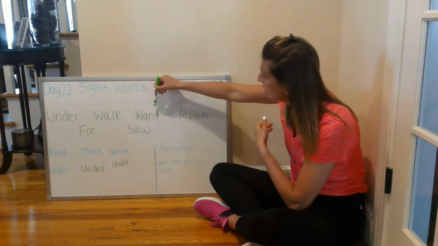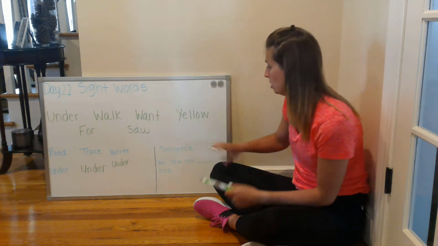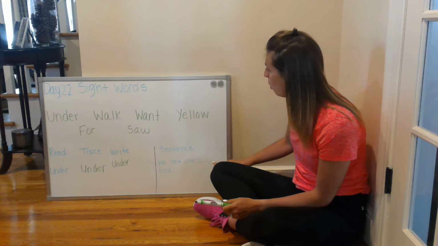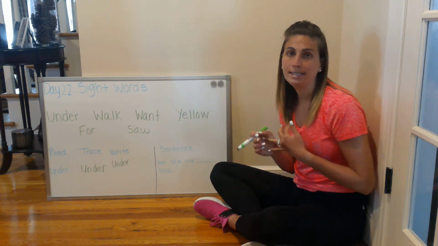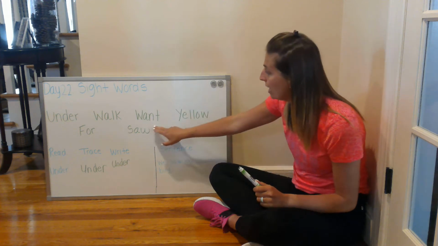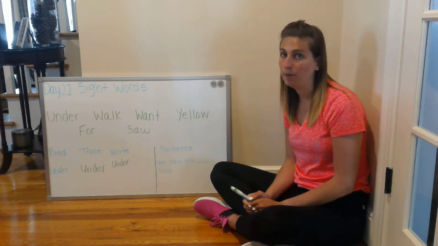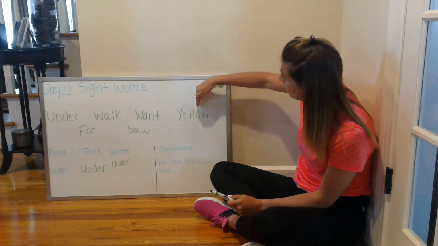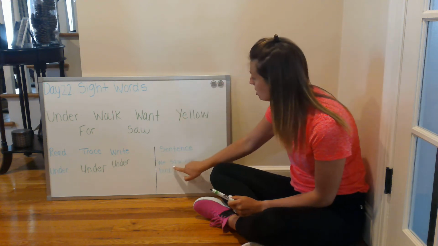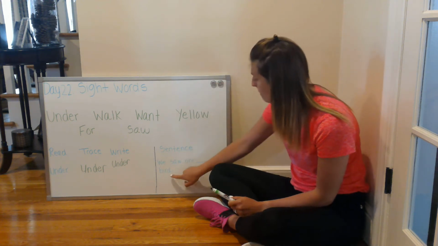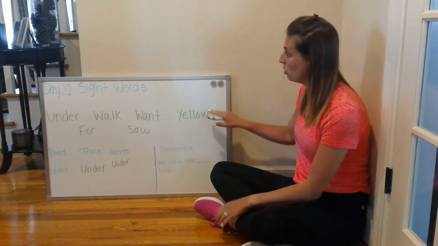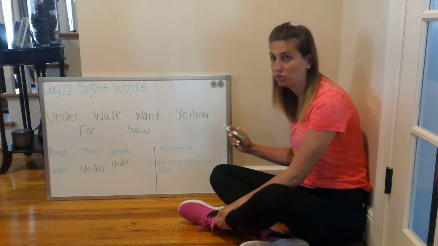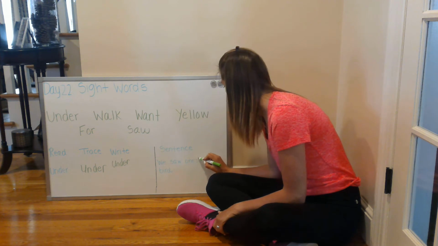So I'm going to move over to the next one, want. We saw one want bird. Still doesn't make sense and still doesn't sound correctly. So want is not the sight word I'm going to put in the blank. Now I'm going to move over to yellow. We saw one yellow bird. Makes sense and sounds correctly. So yellow is the sight word I'm going to write on my blank. Yellow.